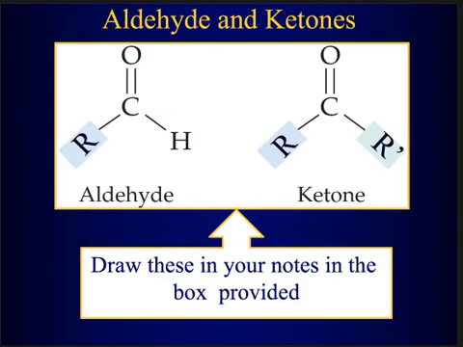So here are the generic structures of an aldehyde and a ketone. We said aldehydes have some R group, some carbon chain attached with a hydrogen at the end. So that is specifically what makes it an aldehyde, is this hydrogen. The ketone then has two carbon groups. They can be the same carbon group or they can be different, which is why this one has a little apostrophe here. Just means that they could be two different groups. So I want you to draw these in your notes so that way you have reference of what exactly they're going to look like.